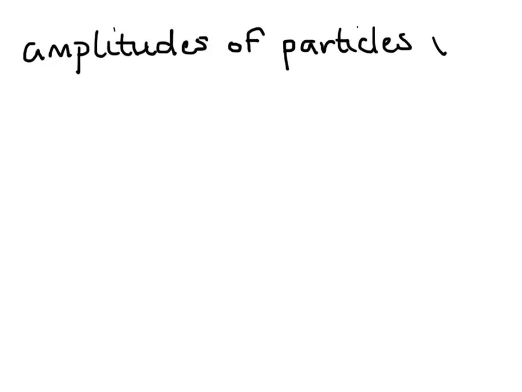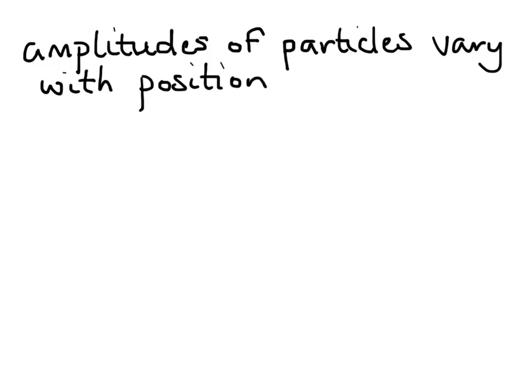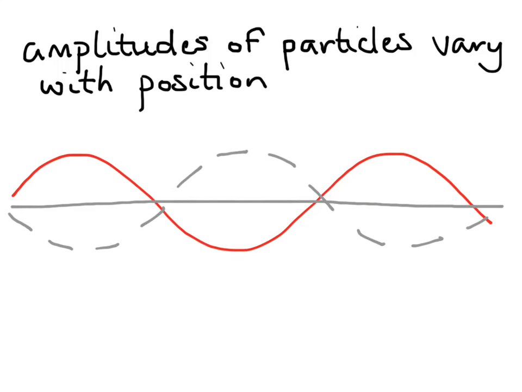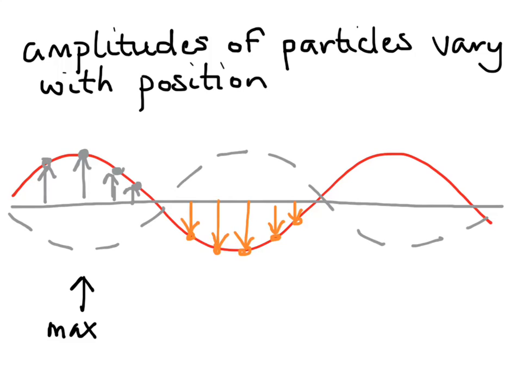Okay, now if we think about the amplitude of particles along a rope, they vary with their position. So here's a rope with 3 loops on it, and I've got 4 particles marked in grey, which are travelling up at this particular moment in time, and I've got 5 particles marked in orange, which at the same time are travelling downwards.